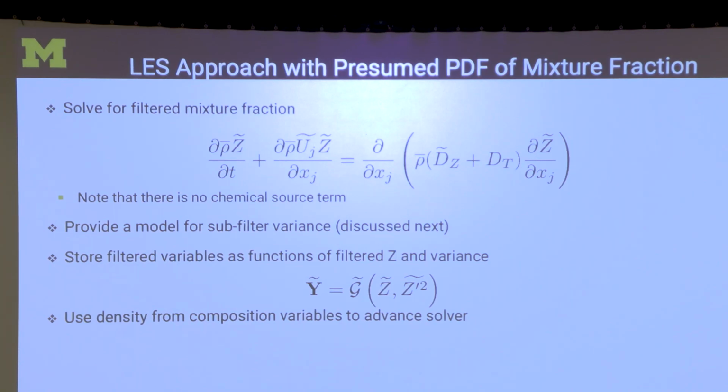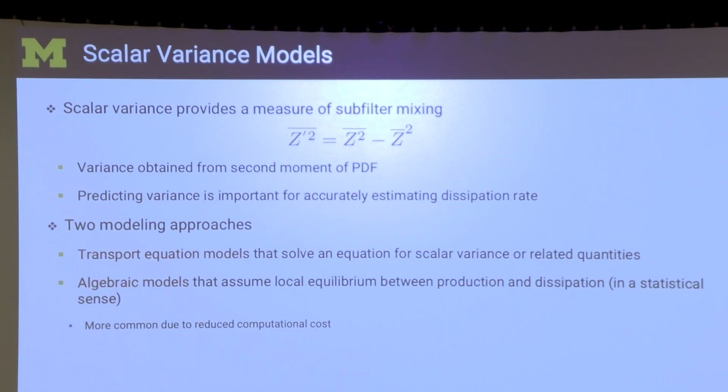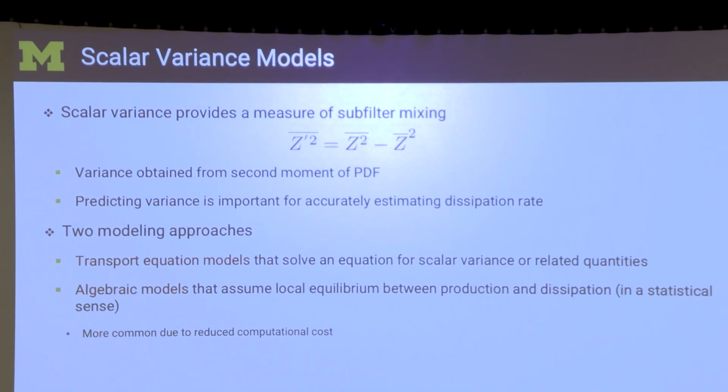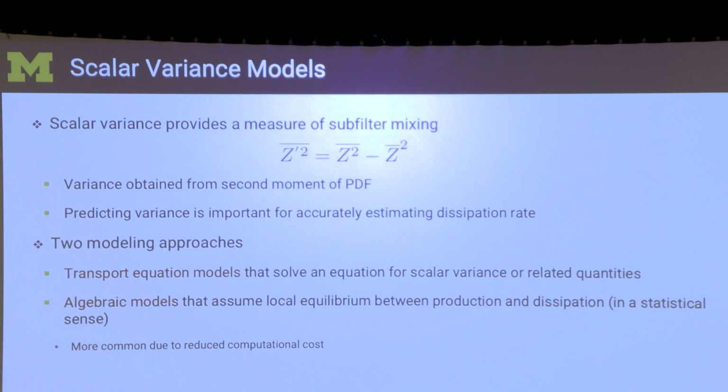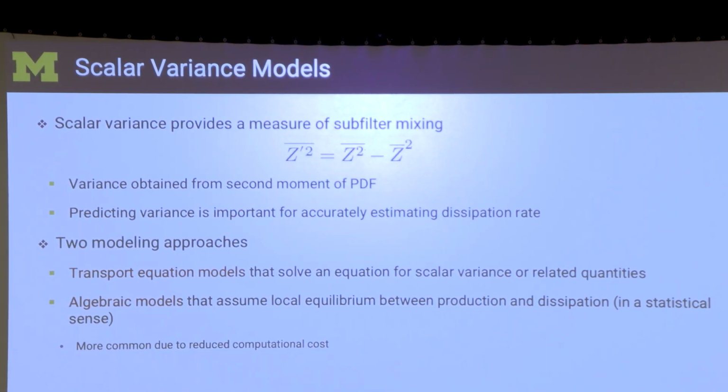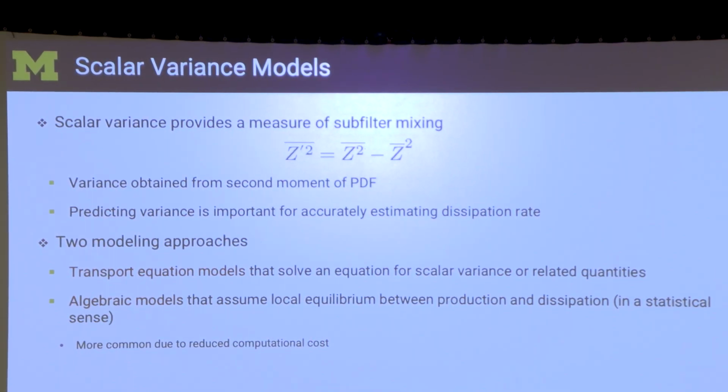Now, people spend a lot of time figuring out how to solve the scalar variance and so on. So I don't want to go too much into the depth of the different ways to solve scalar variance. But what we need to understand is how you get this scalar variance. There's a simple formula here, and this is the identity used to specify what scalar variance is. You say Z prime squared, bar or tilde does not matter, I'm using this interchangeably. You take Z, you square it first, and then filter it. And then you filter Z and then square it. So the difference between these two is scalar variance.